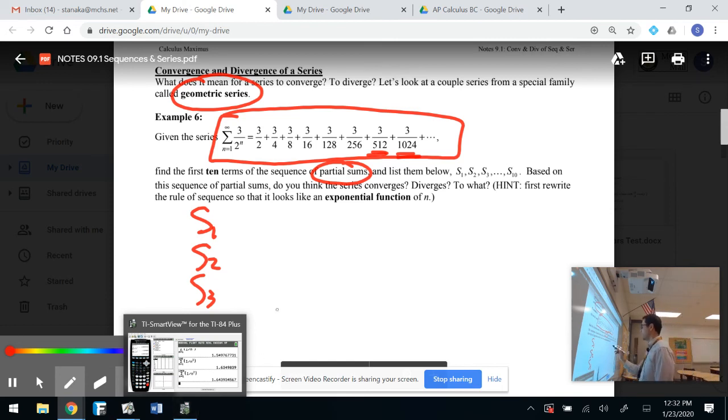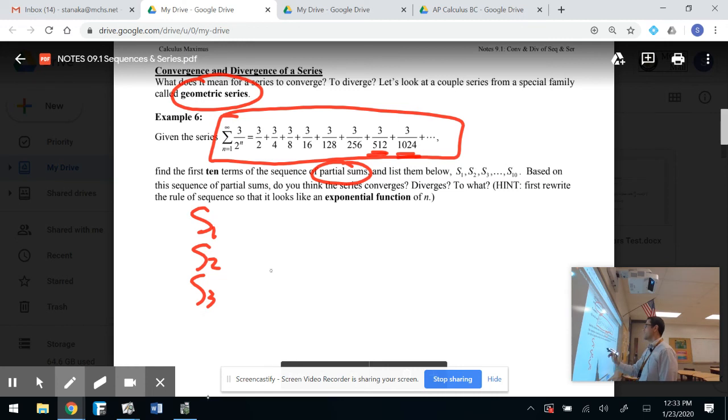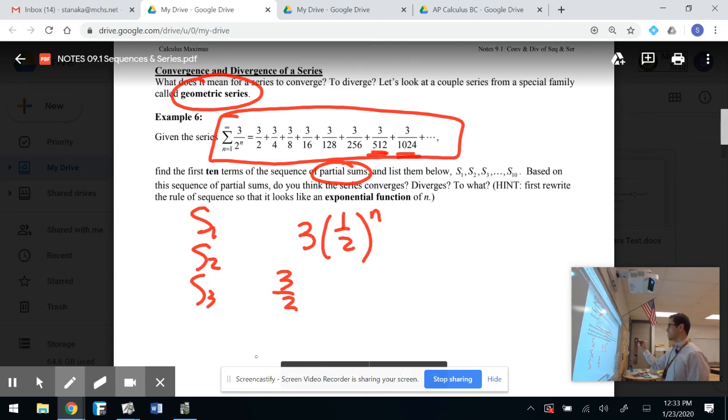Now, why is it a geometric series? Remember, I had said you had to write down your first term and then your common ratio. Okay, and there is my common ratio. That's one way you could write it. Another way I could write it is my first term actually is 3/2. And what is my common ratio? I just keep on multiplying by 1/2. So there's actually two ways you could write this rule.